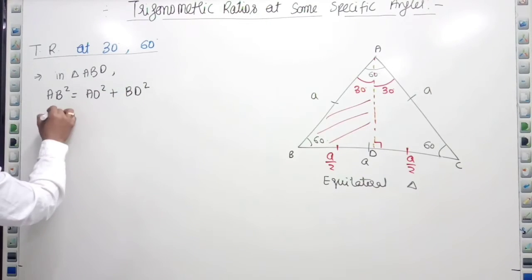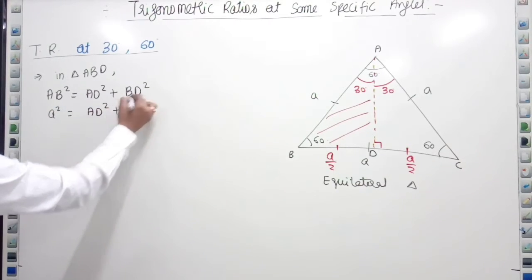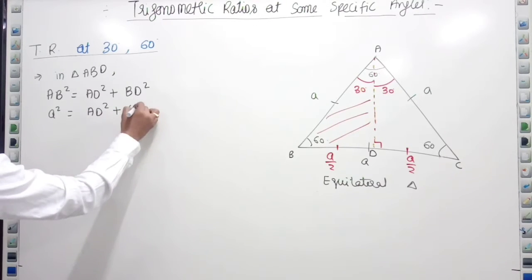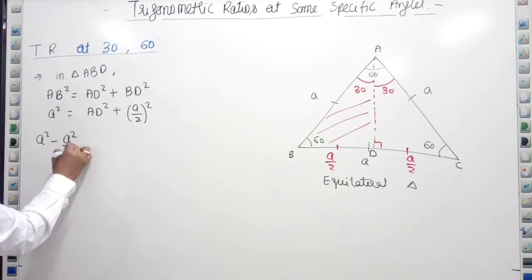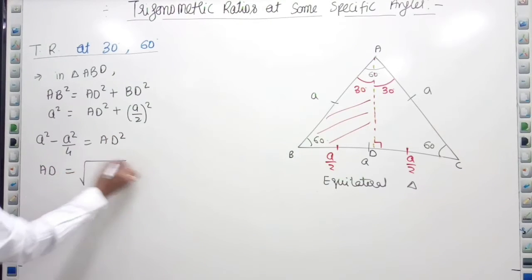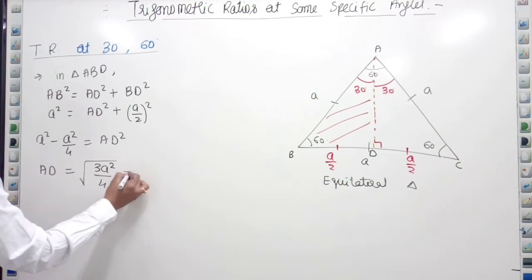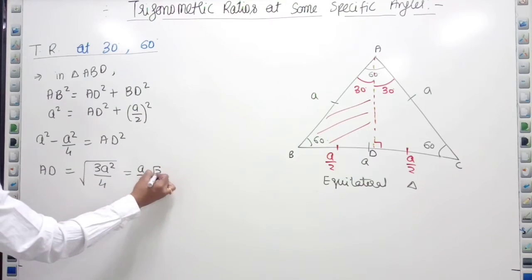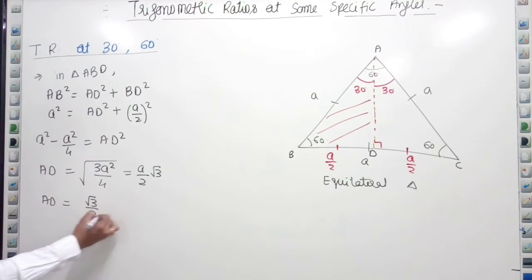AB is A square. AD you need to calculate, and BD is A by 2 whole square. So A square minus A square by 4 equal to AD square. So I can write AD equal to under root 4A square minus A square, that is 3A square by 4, so AD is √3/2 a.